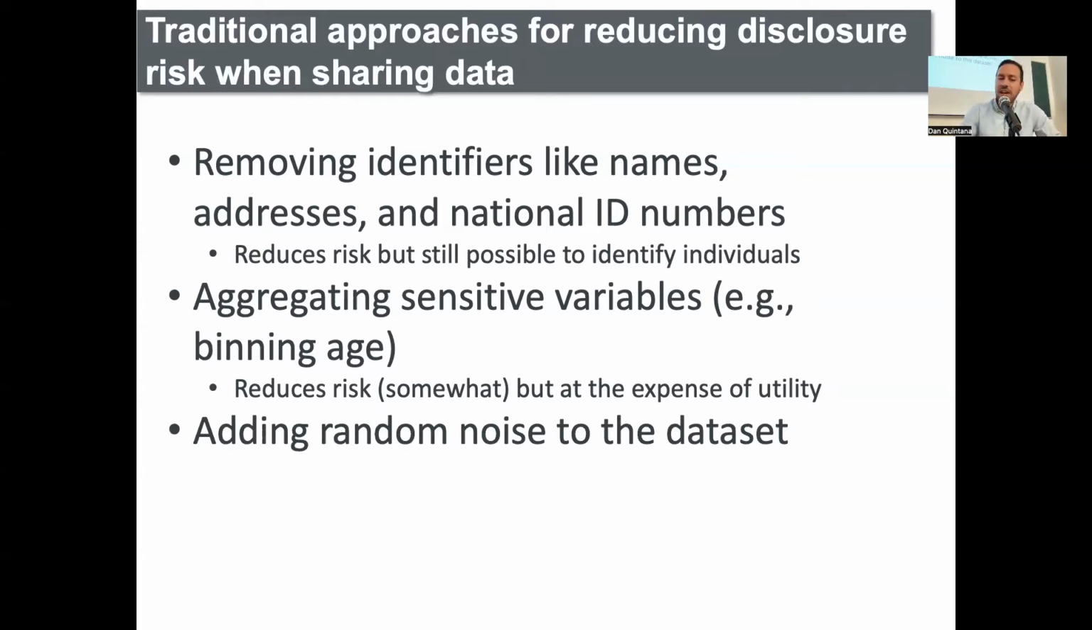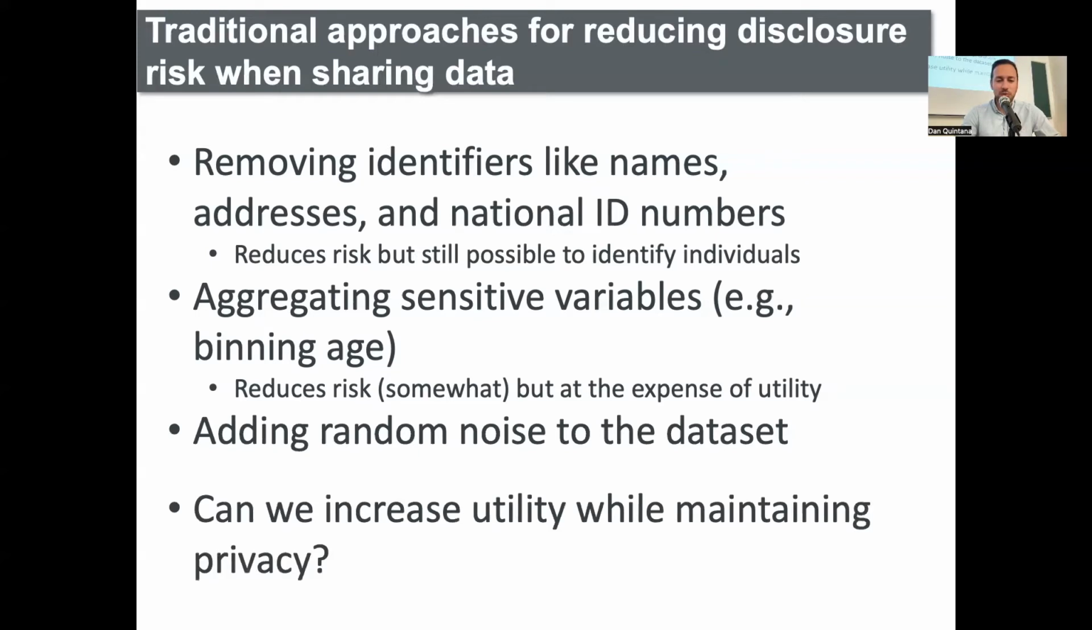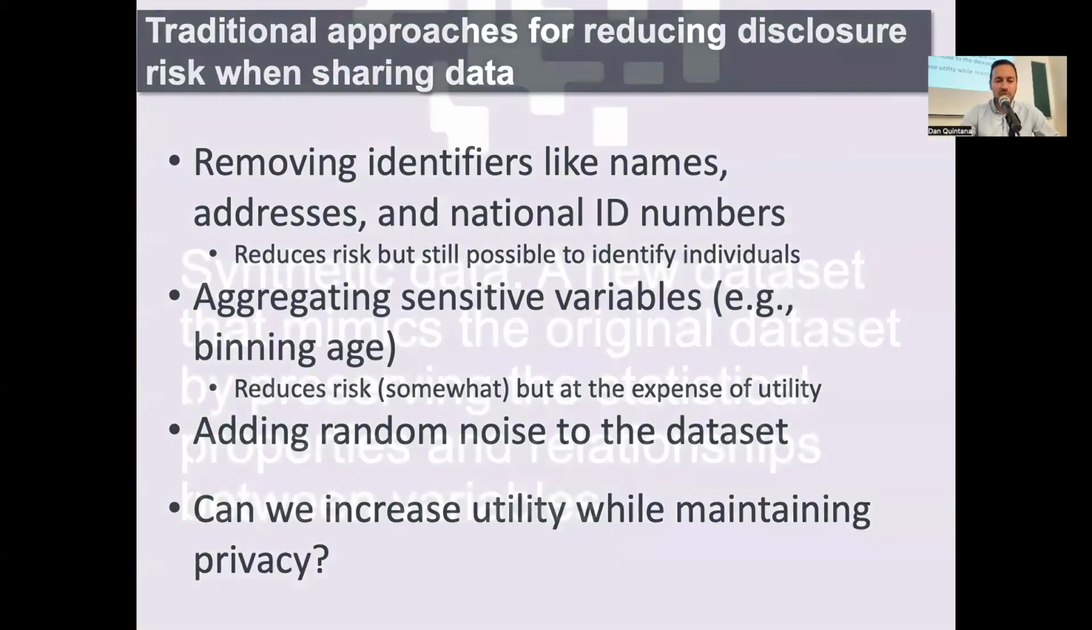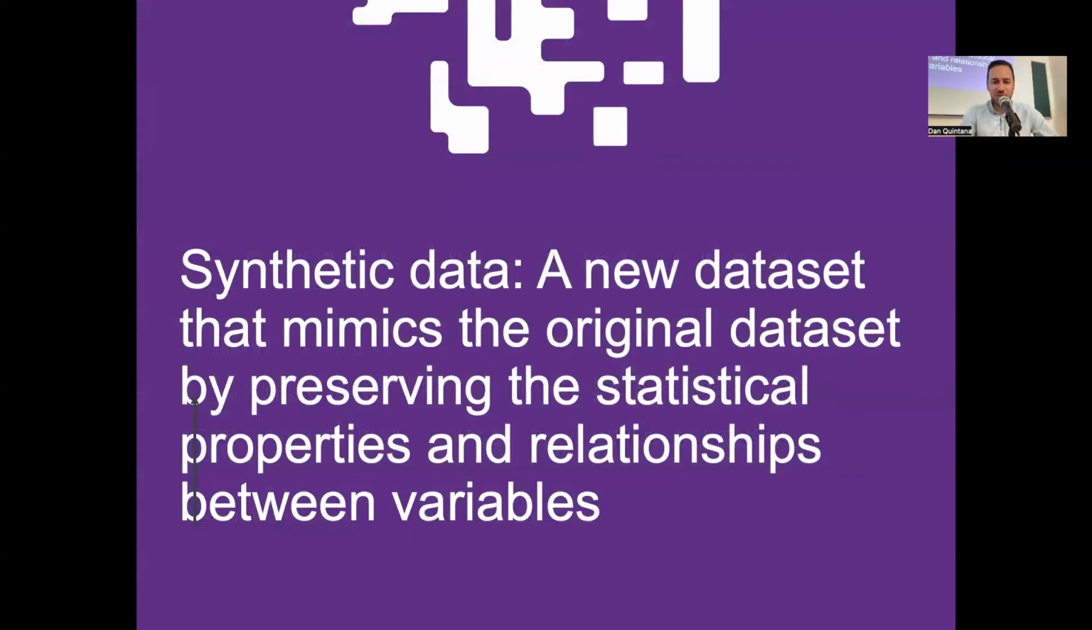Another alternative is adding random noise to the data set. This is something that people have done, but again, people have been identified using this sort of method. So this is not particularly foolproof. So the question is, can we actually increase data utility? Can other people use our data while at the same time also maintaining participant privacy? And yes, there is a solution, and it is called synthetic data. And this is a new data set which mimics the original data set by preserving the statistical properties and relationships between these variables.